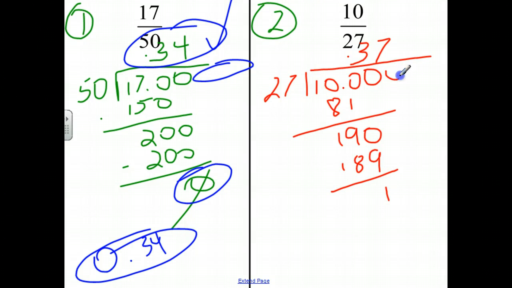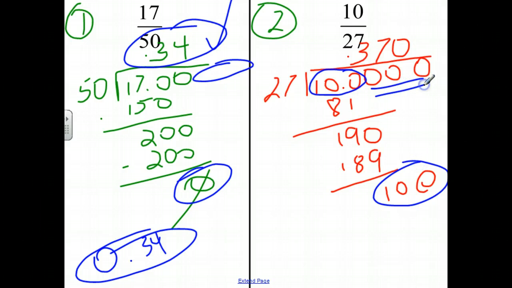Subtracting from 190, we're at 1. We drop down a 0, and we've got a 10. We can't do anything with it, so we add a 0 here. Drop down another 0, and now we're back to a familiar place, which is 100. We have seen this 100 before, at a place where we're left with annexing zeros. That means we're now in a cycle.